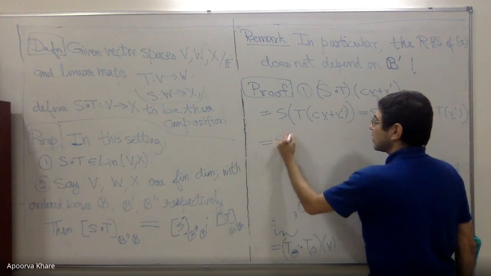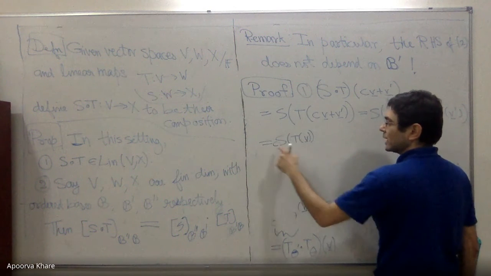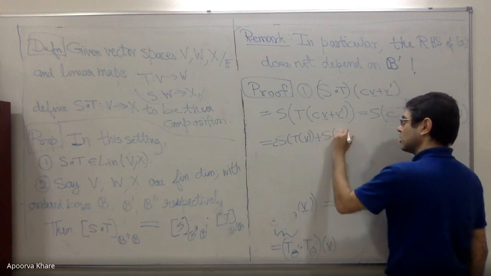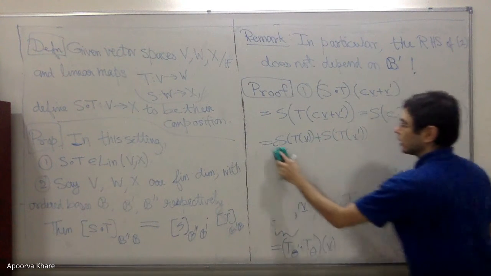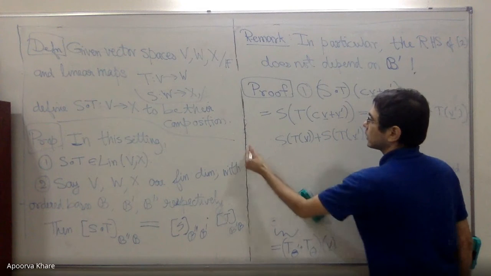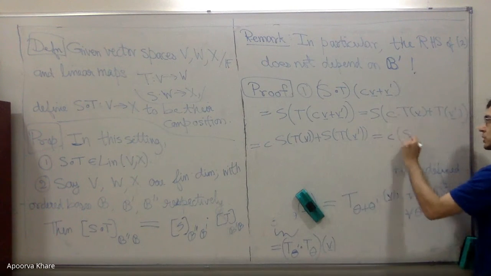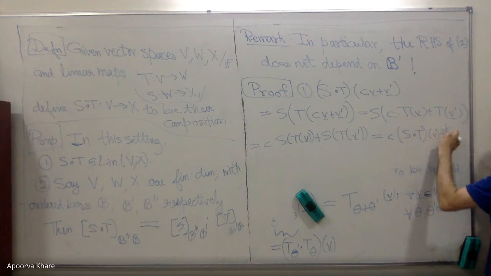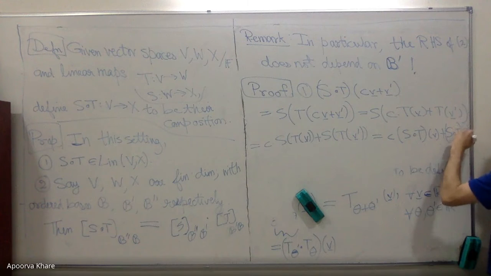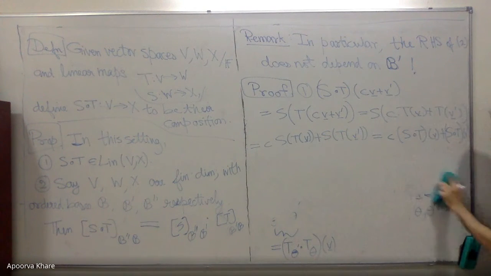Okay, this is C times S of T of V, with the scalar going outside, plus S of T of V prime. Right? But now S of T is the same as S composed T, so now we are done. That's why it's linear.